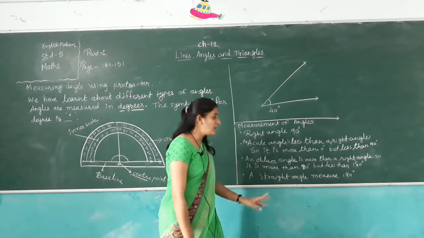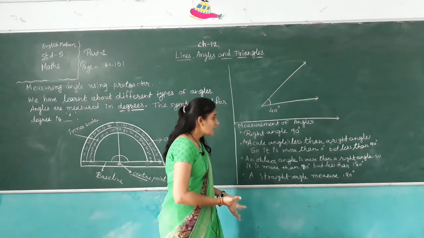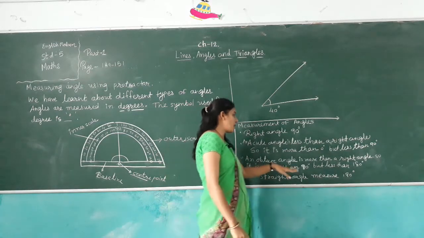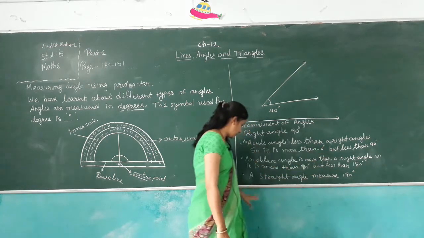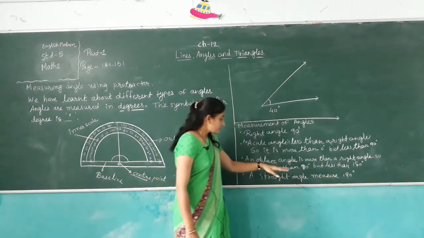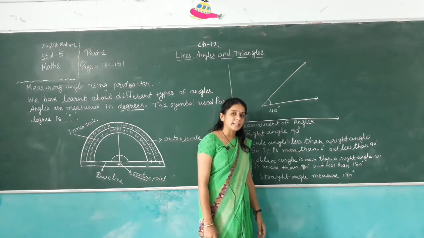An obtuse angle is more than a right angle, so it is more than 90 but less than 180. A straight angle measures 180 degrees.